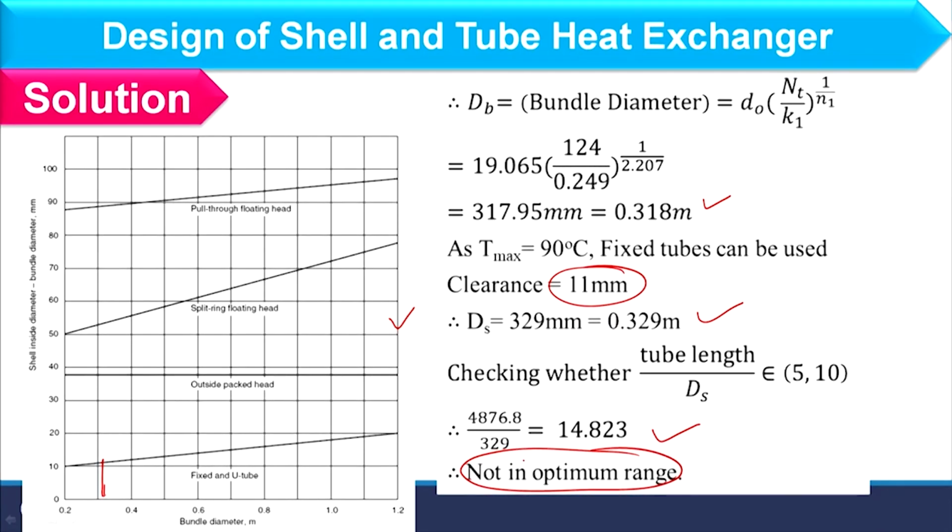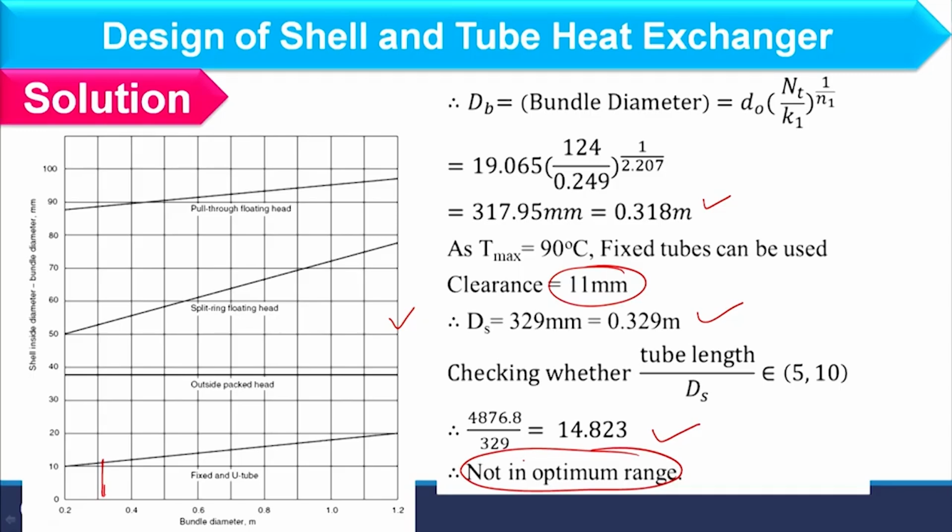So, what I have to do over here, because my ratio is coming very large in comparison to the desired value. Okay. So, in that case, instead of changing shell dia, I will change the length of the tube, right. So, how can I choose the next length? Because I have to reduce this ratio.